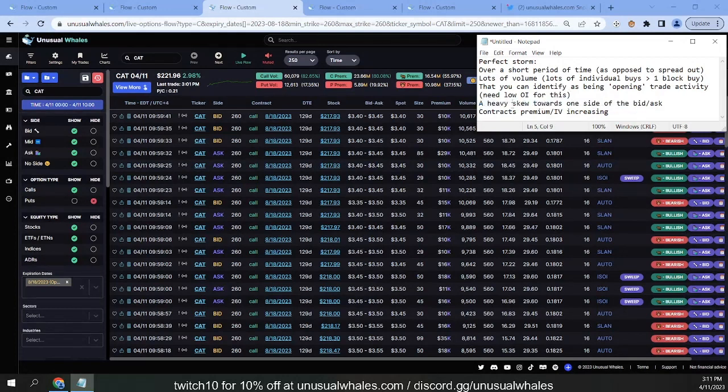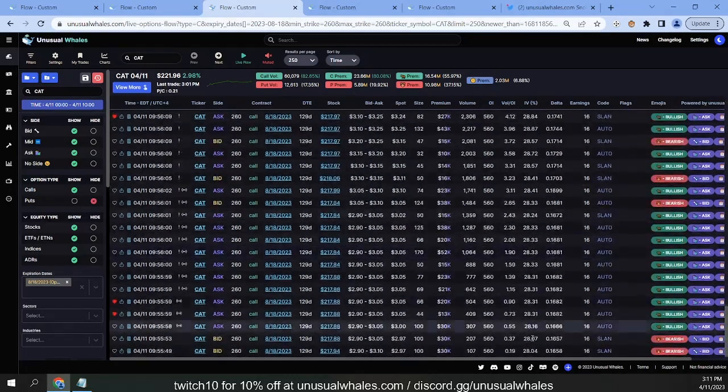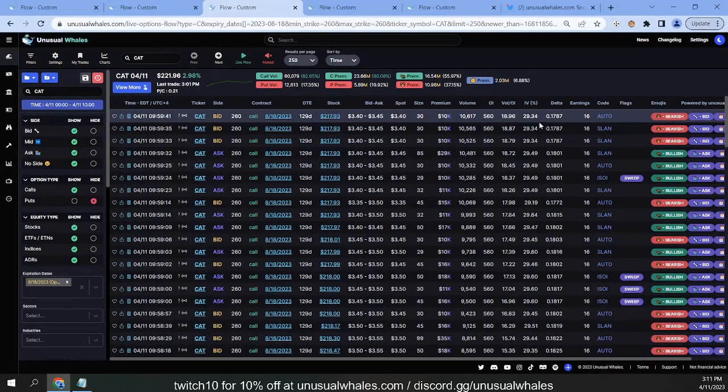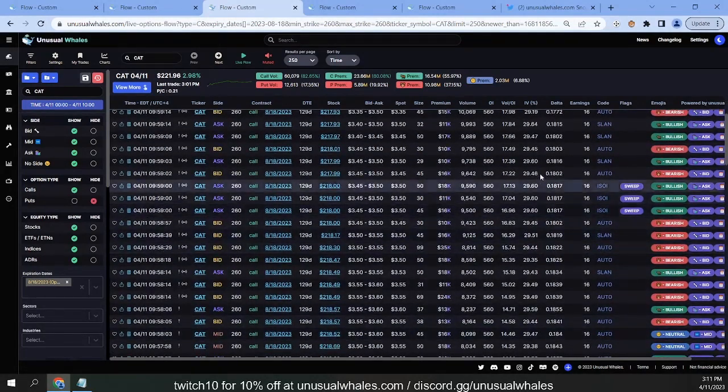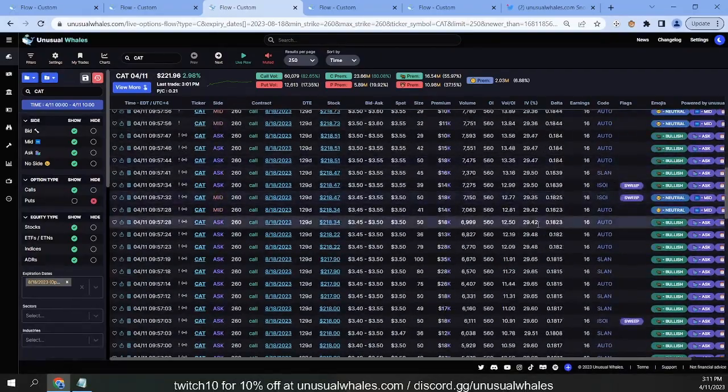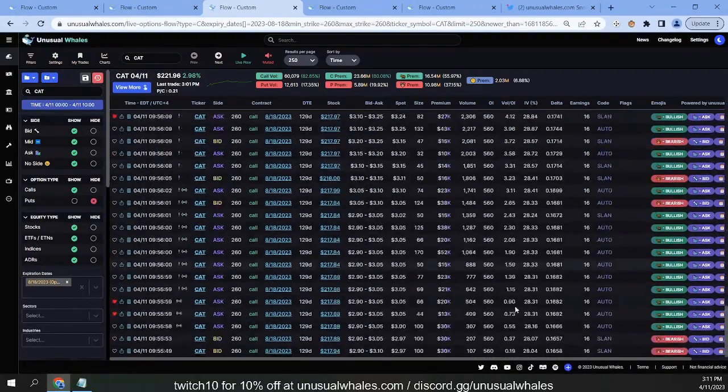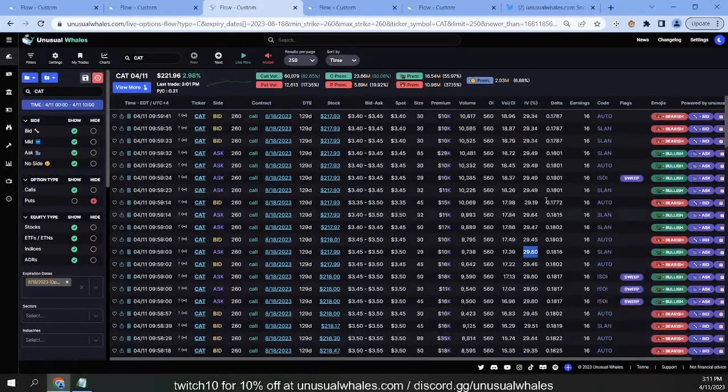So again, we've already covered the heavy skew towards the ask, contracts premium, IV increasing. So let's just look at the 5-minute period. We started off at about 28 and made our way almost as high as, like almost 1.5 points, at the peak more than 1.5 points, and still closed the 5-minute period like 1.25 points higher.